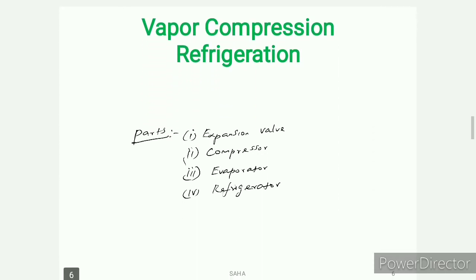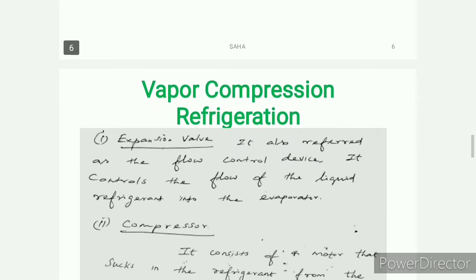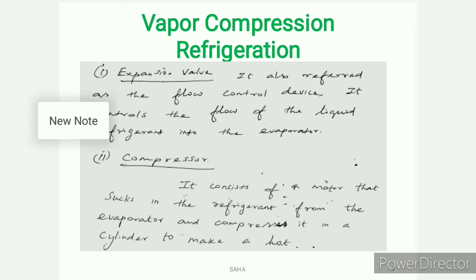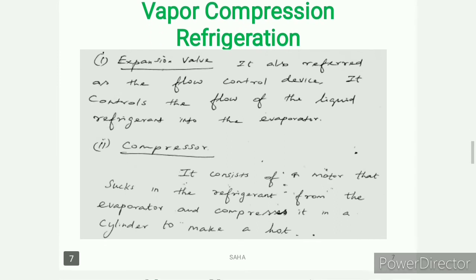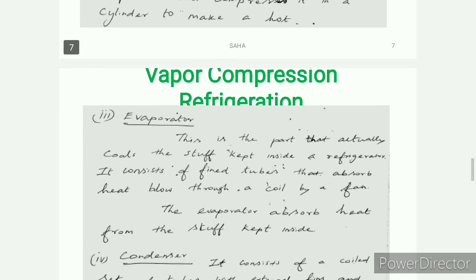Next, the main parts of the vapor compression refrigeration: expansion valve, compressor, evaporator, condenser and refrigerant. So what is the expansion valve's function? It is also referred to as the flow control device. It controls the flow of the liquid refrigerant into the evaporator. Next main part, the compressor. It consists of a motor that sucks in the refrigerant from the evaporator and compresses it in a cylinder to make it hot. That is the function of the compressor.